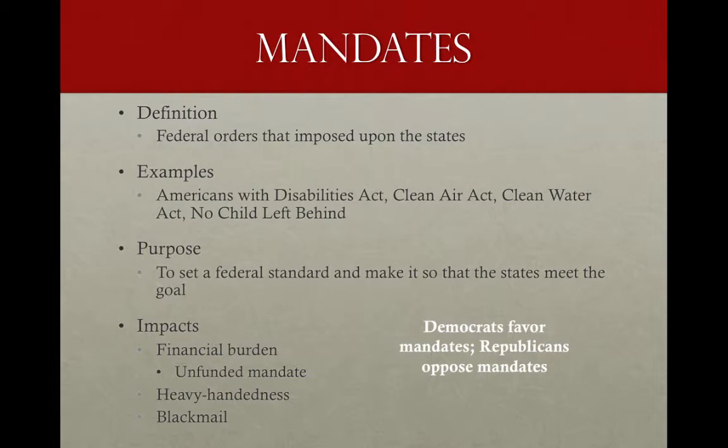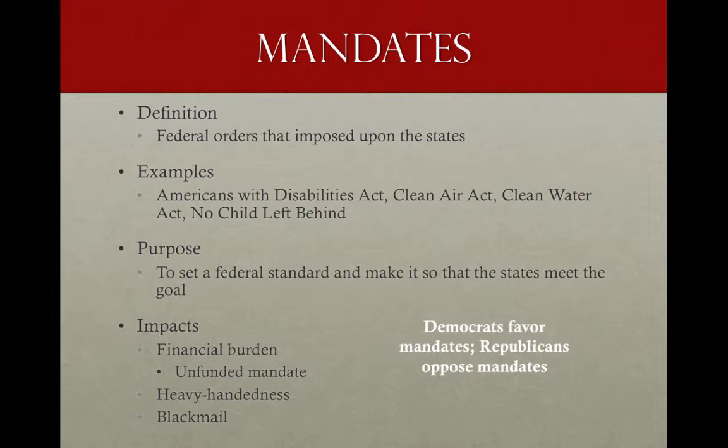Examples of federal mandates include the Americans with Disabilities Act, Clean Air Act, Clean Water Act, and No Child Left Behind. And I would like you guys to come to our next class prepared with other examples of federal mandates that have been issued in relatively recent time.